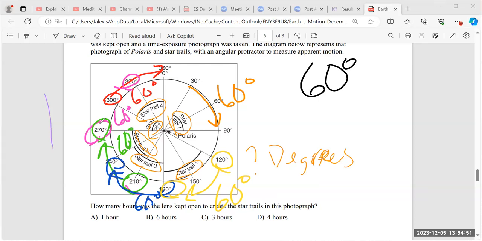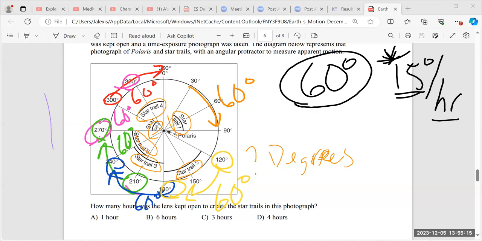Okay. Now, how many hours does the Earth rotate? The Earth rotates 15 degrees per hour. That means everything in the sky that we see generally is moving at 15 degrees per hour, right? So if I know that everything in the sky moves at 15 degrees per hour, when something has moved 60 degrees, how can I find out how many hours it took? So 60 divided by 15 gives me 4.